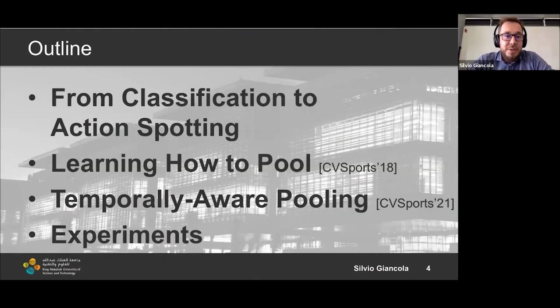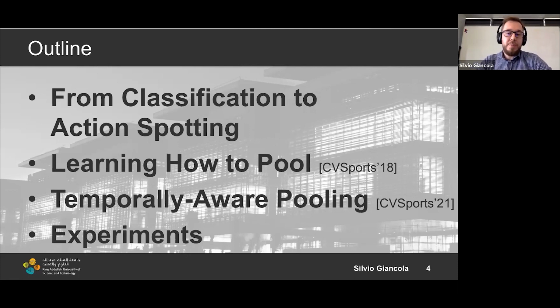So the outline of my presentation will first be a journey from classification to action spotting. So how that was introduced in SoccerNet-v1. How can we go from clip/window classification to action spotting? Then there will be a second part that is basically my work from CVPR Sports 2018 about the SoccerNet, which is basically an introduction on learning how to pool.